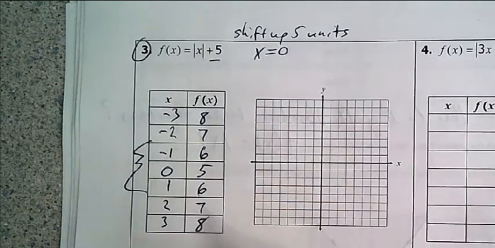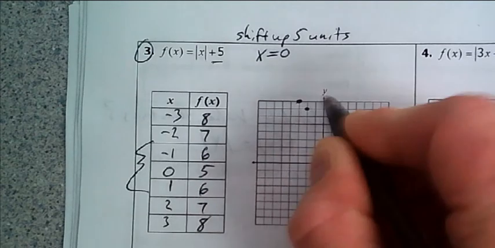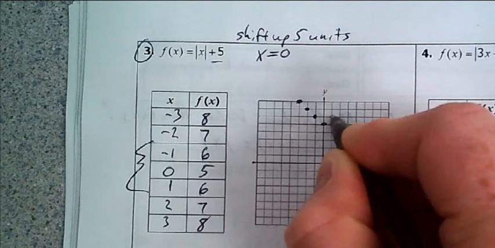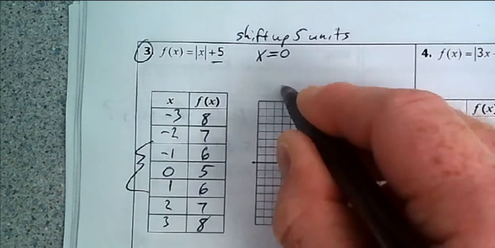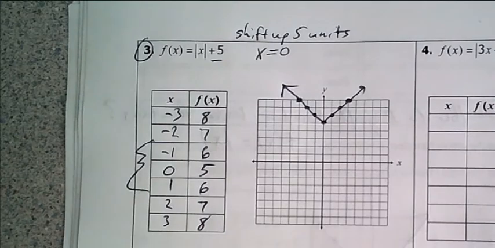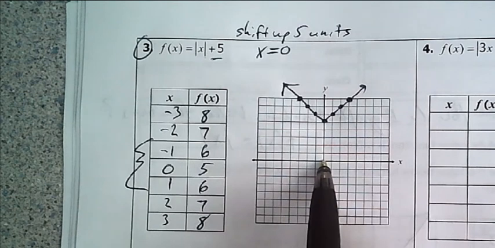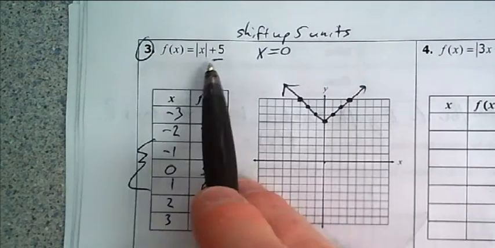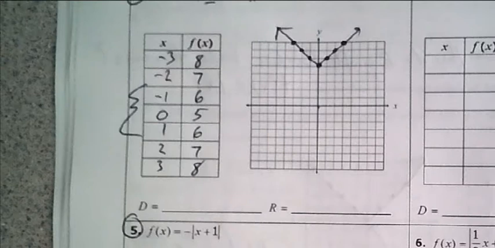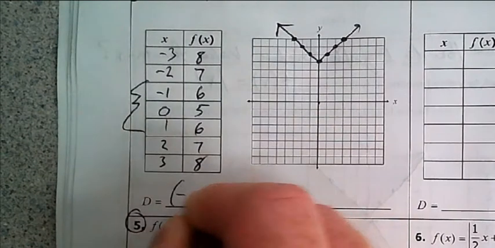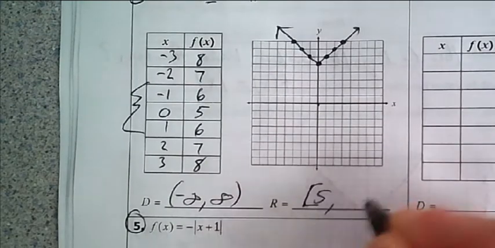When we graph this, negative 3, up 8, negative 2, 7, negative 1, 6, 0, 5, 1, 6, 2, 7, 3, 8. Got my V. Notice that it has been shifted up 5 units from where it would normally be. As the parent function, the vertex would be at 0, 0, but since we went up 5, we shifted it up 5. Alright, so like always, what is our domain? Yep. And what is our range in this problem? Bracket 5 to infinity.